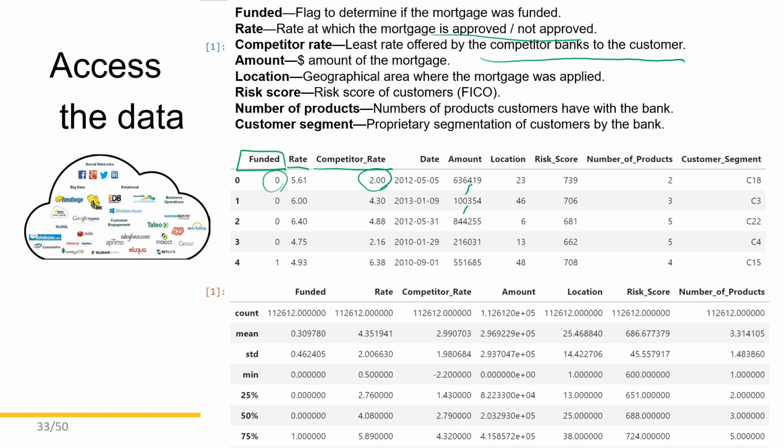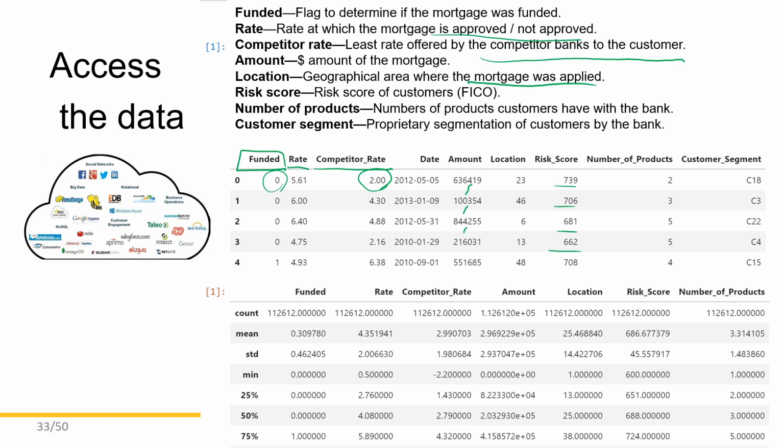This is $100,000. This is $844,000. The location is the location of the mortgage, which we do not know what that means. Risk score is the risk score of the clients. So that could be, we don't have any information whether higher is better or lower is better. And you could look that up.